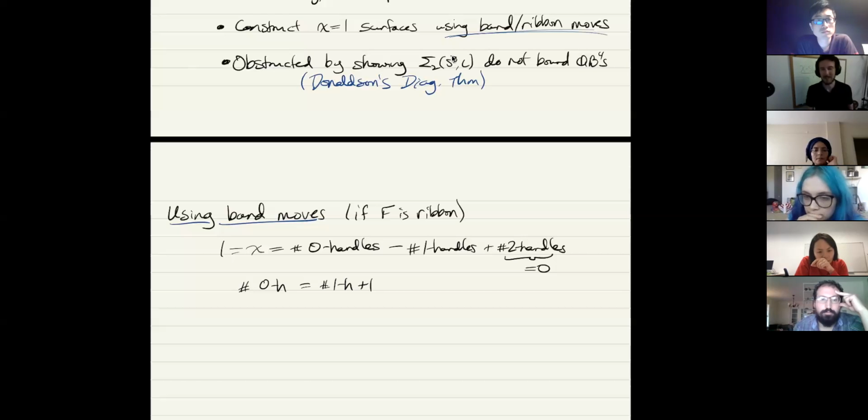All right, so that's not a hard computation. But however I build this surface, the number of 1 handles has to be 1 less than the number of 0 handles to ensure that it's an Euler characteristic 1 surface.